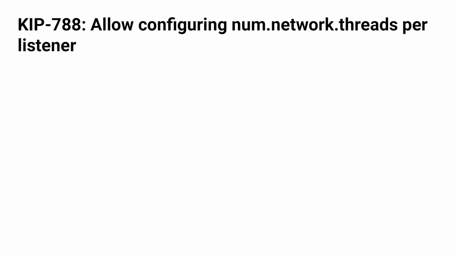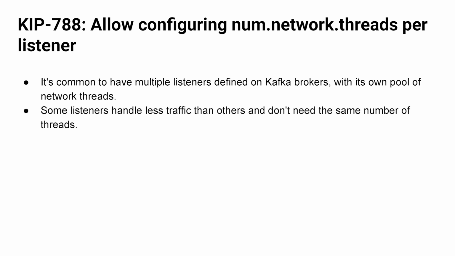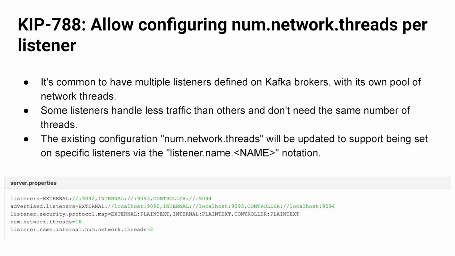KIP 788 better handles network traffic by adding a new configuration to specify the number of network threads per listener. It's pretty common to have multiple types of listeners defined across Kafka brokers, but some of these listeners may have less traffic to handle than others. With KIP 788, the num.network.threads parameter has been altered and can now be prefixed with a specific listener name, allowing network threads to be configured on a per listener basis.